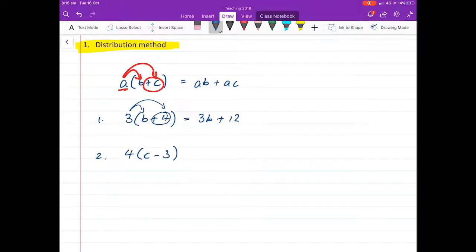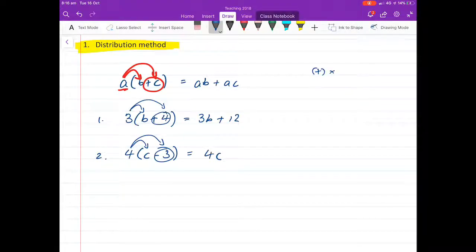4 outside of a set of brackets with C subtract 3 in the middle. Now the reason why that's going to change, the first part's nice and simple. 4 times C gets me 4C. Then we've got to take that 4, and remember that sign before it comes with it. So 4 lots of negative 3.